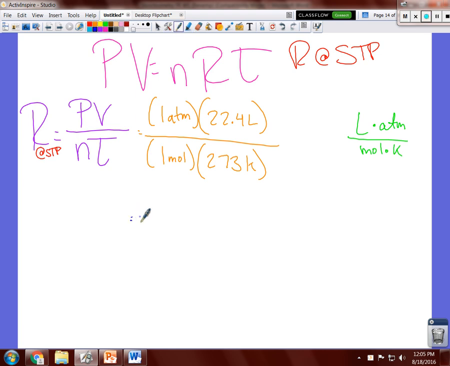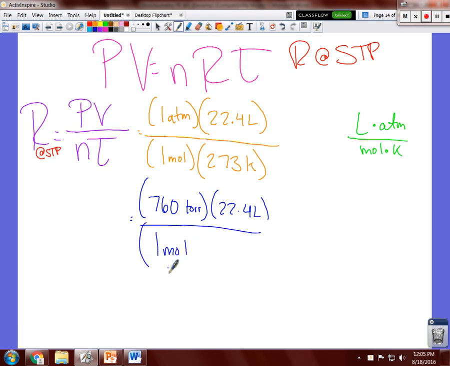Now, if we go back to this, if I did this again, one thing I could change at STP, could I write 760 torr? Is it still 22.4 liters? Is it still 1 mole? Is it still 273 degrees Kelvin? Now, without even doing the calculation, I bet you could possibly tell me what that value is going to be.